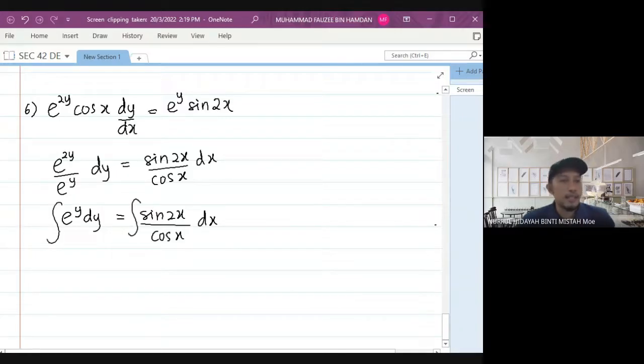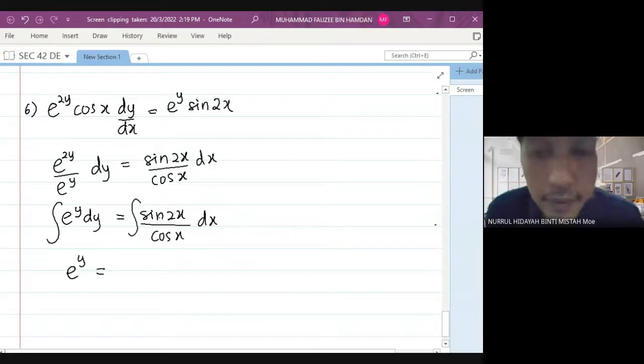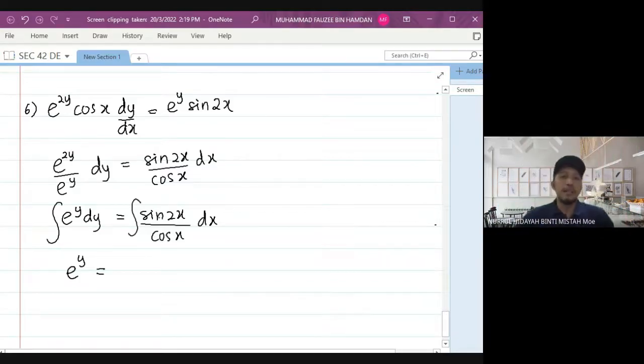Now the integration for e to the power of y dy, we will get e to the power of y. Any question? How I get this e to the power of y? No question? Okay. This one, how do we simplify this? This is sine 2x, this is cos x. How do we simplify this integration before we integrate? Any idea?